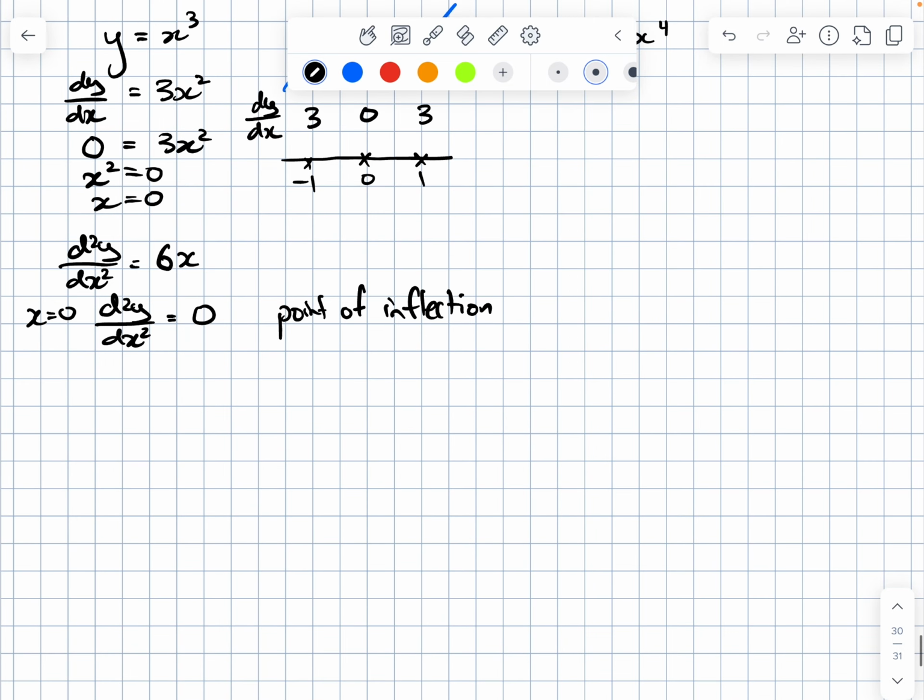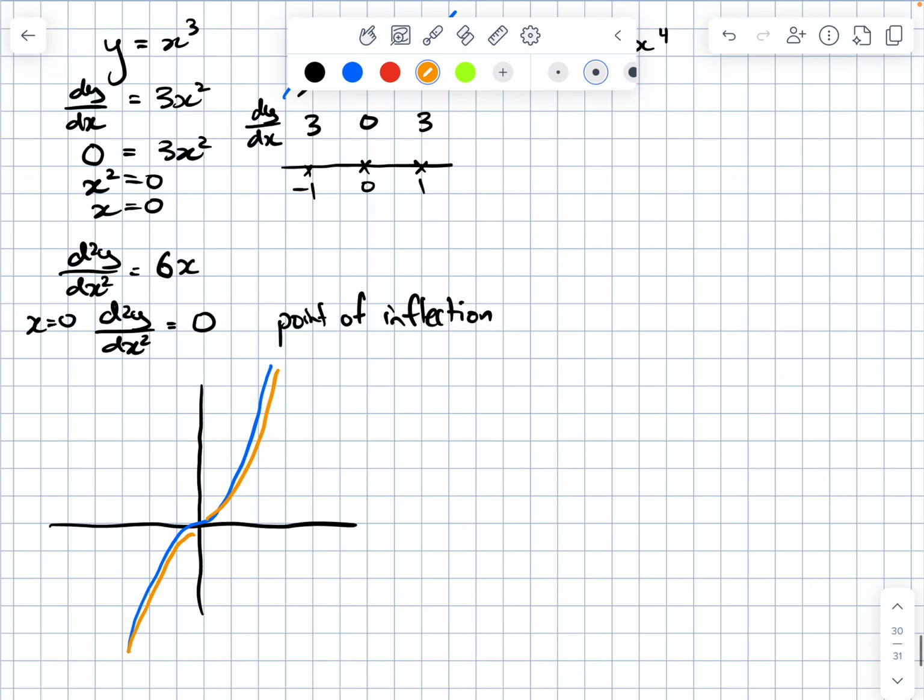Now that is correct because the graph of x to the power 3, very roughly, looks like that. We have a stationary point at the origin, and here we have a sad face, so that's concave down, and here we have a happy face, concave up. That is a change in concavity.